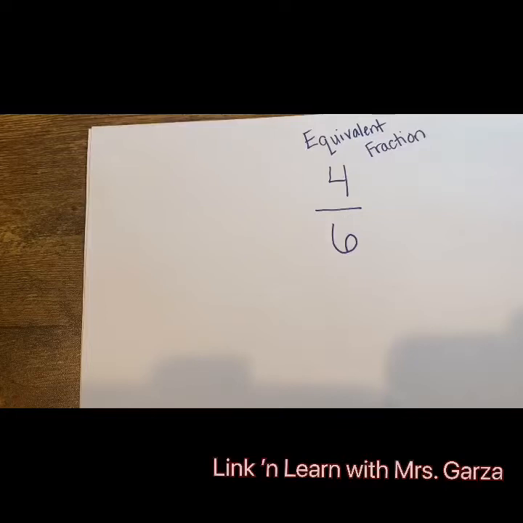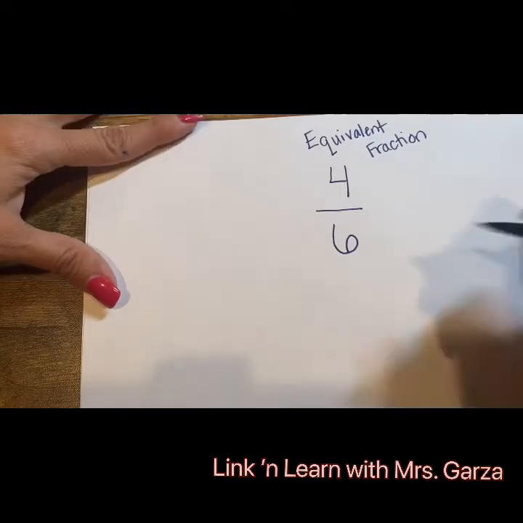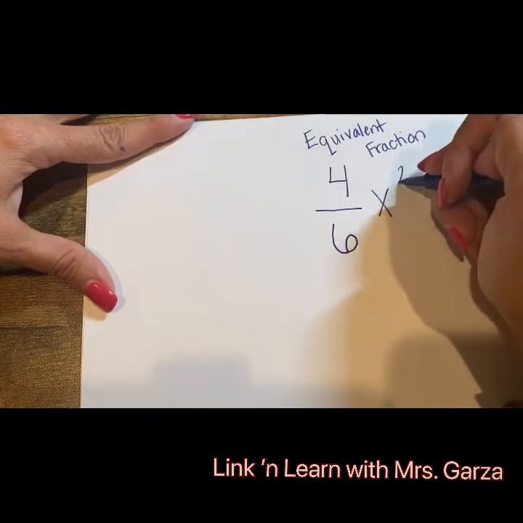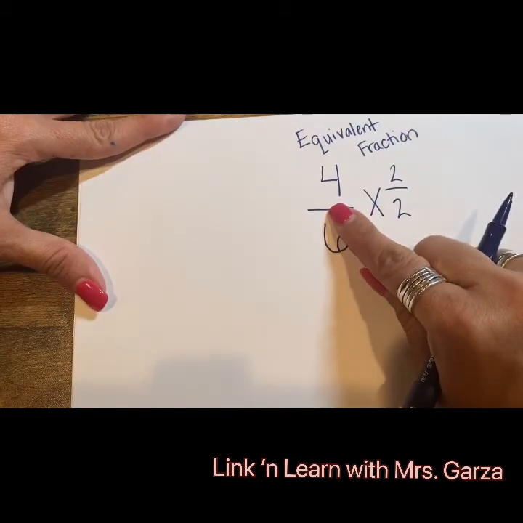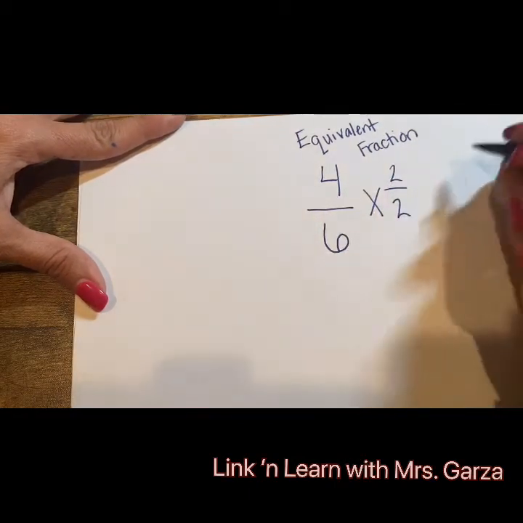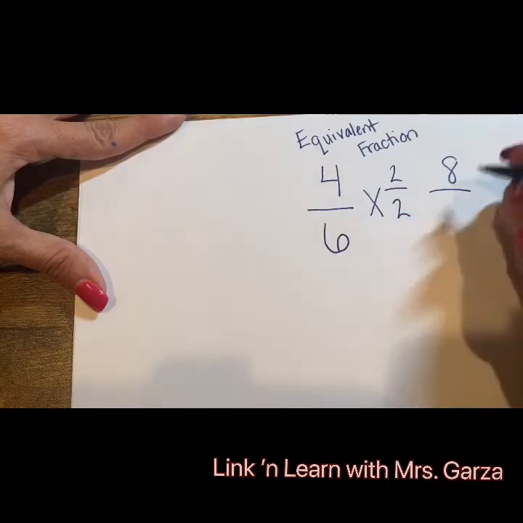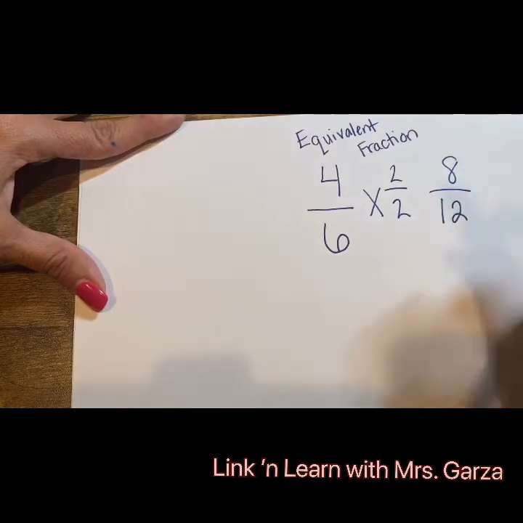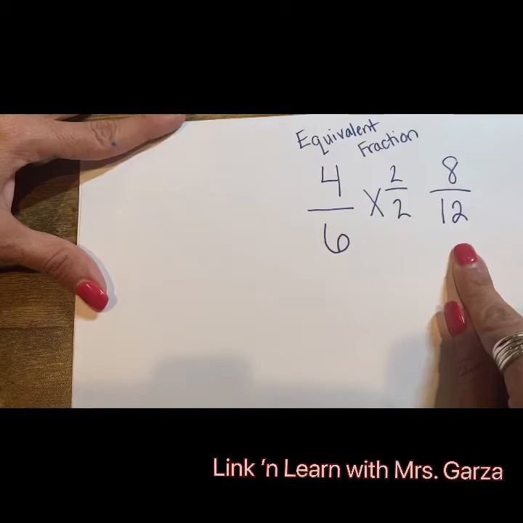I can actually make a couple of equivalent fractions. With making an equivalent fraction, a safe factor would be multiplying both the numerator and the denominator by 2. So if I multiplied 4/6, I multiply the numerator times 2, that would give me 8. And I multiply the denominator times 2, that would give me 12. So an equivalent fraction for 4/6 would also be 8/12.